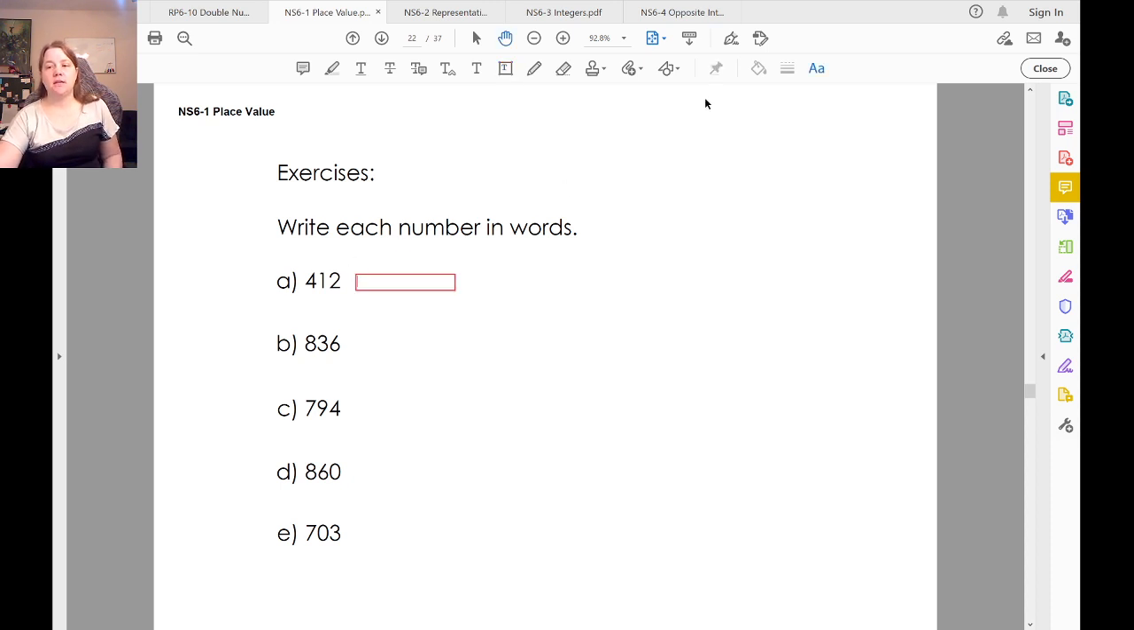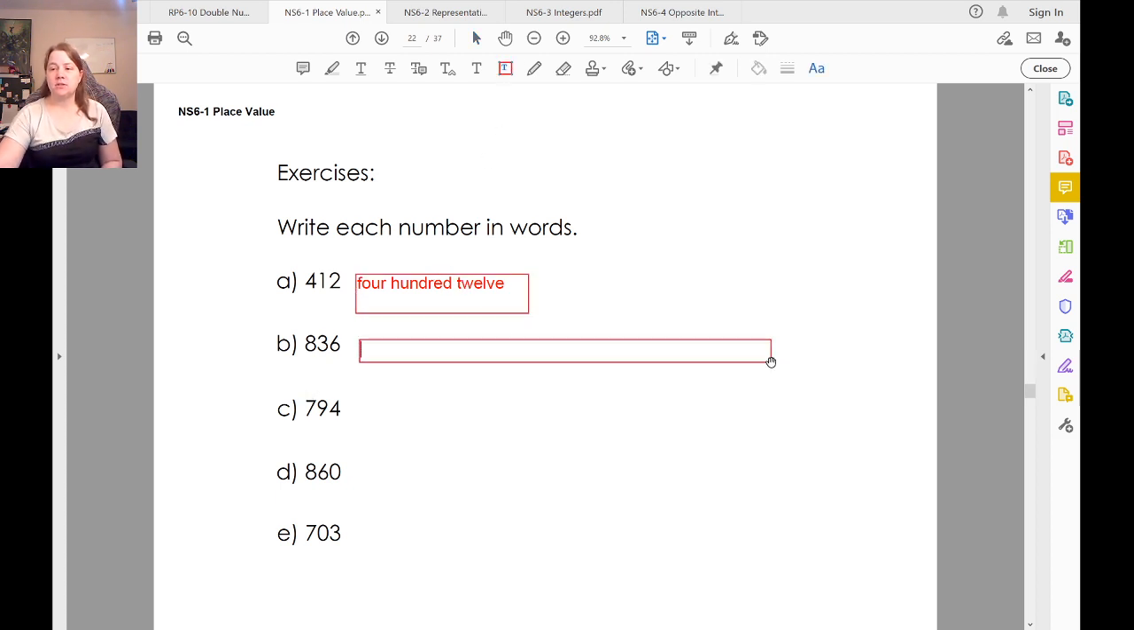Welcome back. Let's go ahead and take a look at this. This is going to be 412. 412 would, in theory, be on the same line, but whatever, we'll take what we can get. Let's look at the next one, 836.